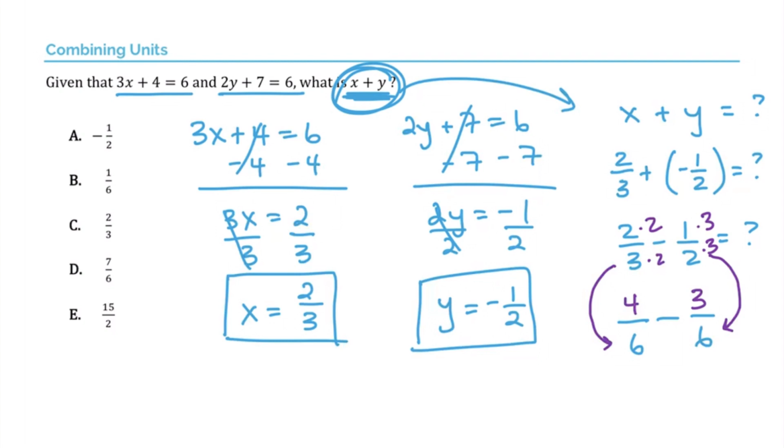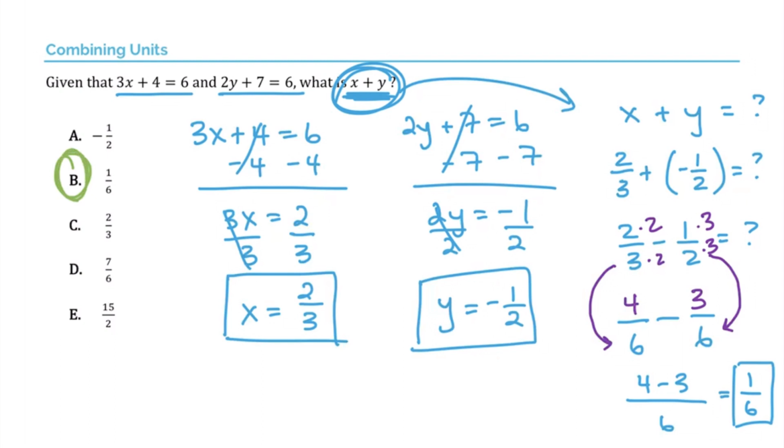Remember, the whole reason you get a common denominator is so that it stays the same, and then you can combine the top to be 4 minus 3. So our answer is 1 over 6. So it looks like B is going to be the correct answer.